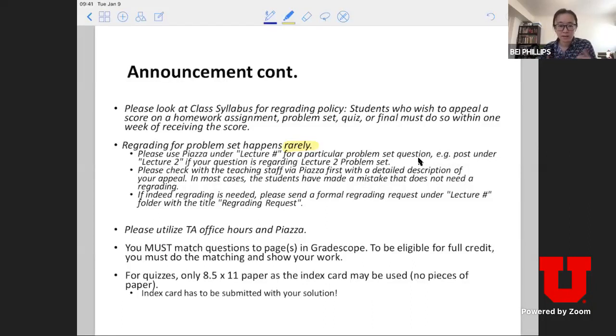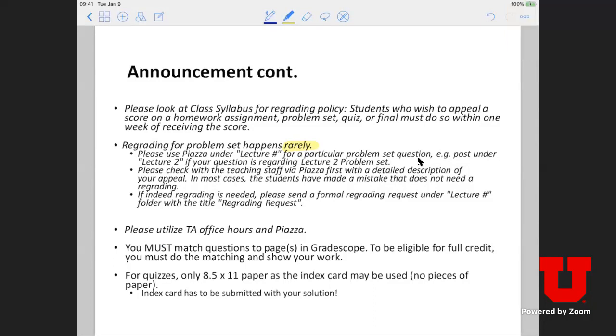Okay. And again, the remainder of this slide is just to emphasize that the only thing that is allowed for your quiz is the 8.5 by 11 index card. Okay. We have a few questions in the chat.